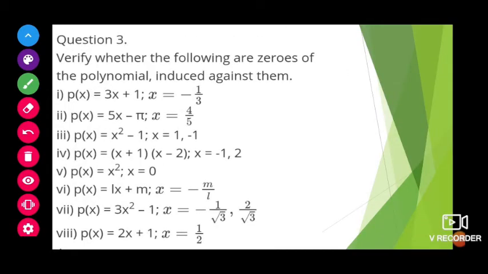Next, verify whether the following are zeros of the polynomial indicated against them. It means we have to check whether the values they have given are zeros of the polynomials or not. How can we check that? If we substitute those values, the expression should become 0. Then we can say that the given value is a zero of that polynomial.